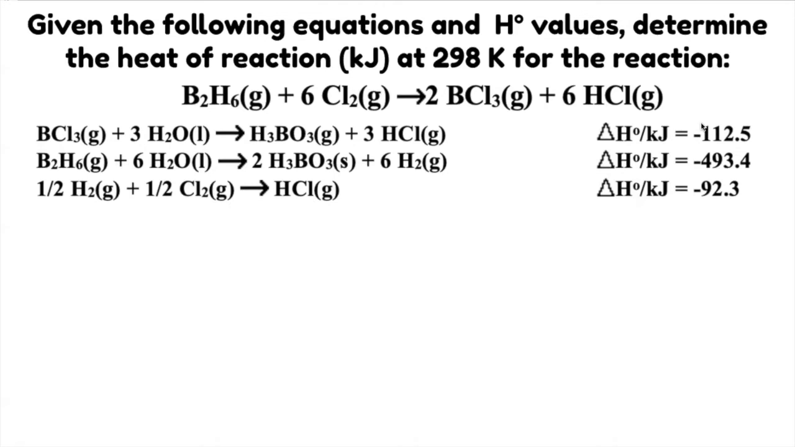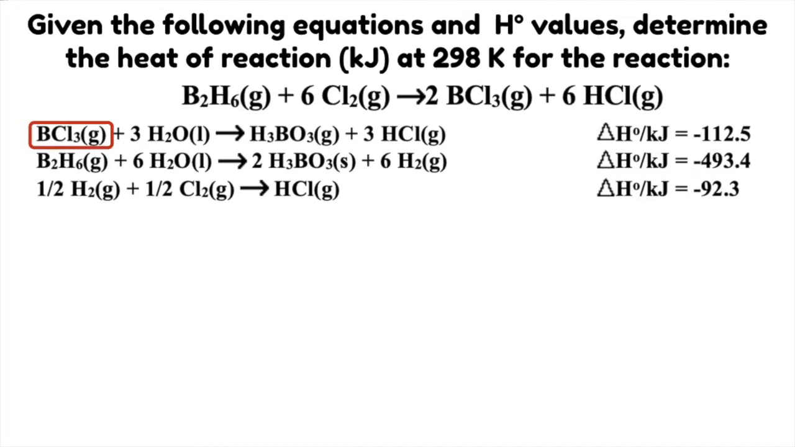The first thing that you want to do is to take note of the reactants and the products because these are the things that you want to get in your final reaction. So everything that is not present on the main equation needs to be cancelled. Now let's take a look at the first equation. So I have here BCl3 plus 3H2O. Now what can we get from the first equation?